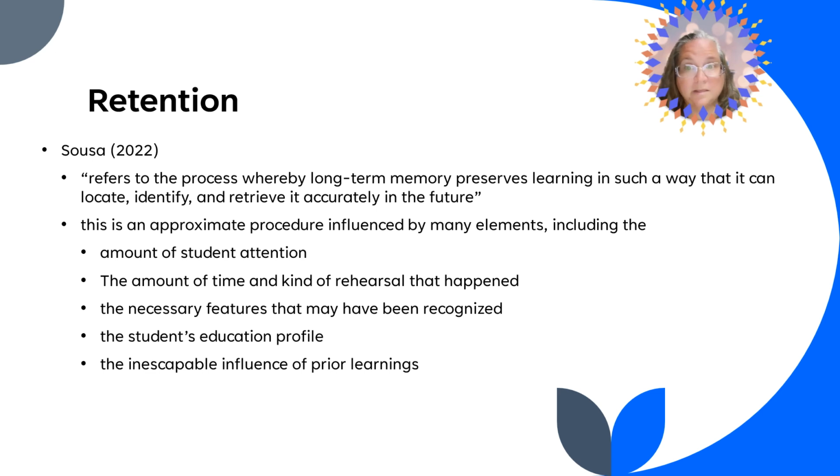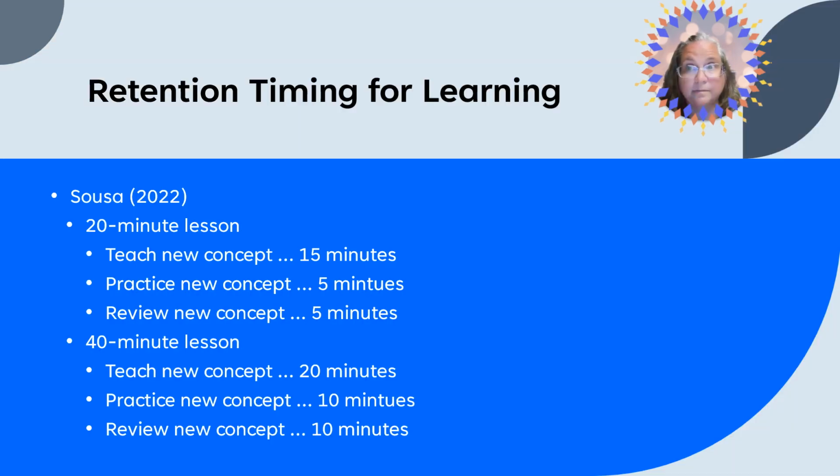Now, it's an approximate procedure, which is influenced by many elements, like how much attention a student has, or how much time or what type of rehearsal happened. What necessary features did it have so that it can be recognized as we're pulling it out? Also, what's the student's profile? How do they learn? How are they doing? And then the inescapable influence of prior learnings. What's their background knowledge? What do they know? It's really important to know all this, and to transfer it all over, you need all this to be able to pull it all back out.